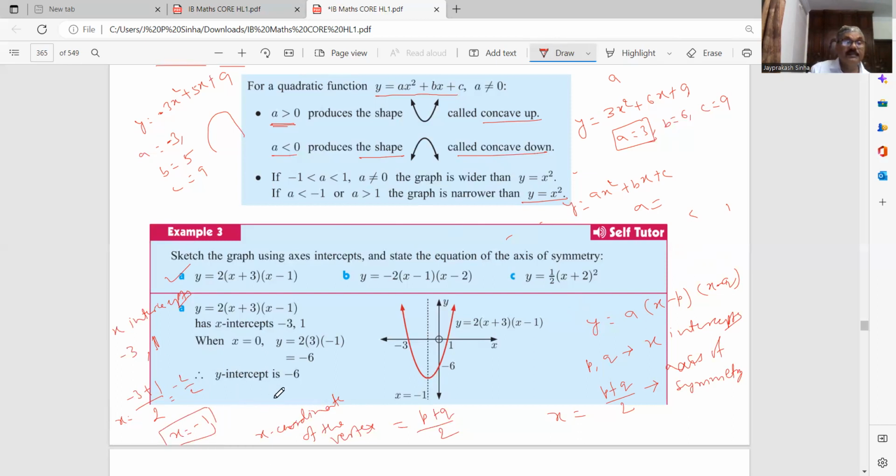And what is the x coordinate of the vertex? So the x coordinate of the vertex is equal to minus 1. Okay. And what is the y coordinate? What is the y-intercept?